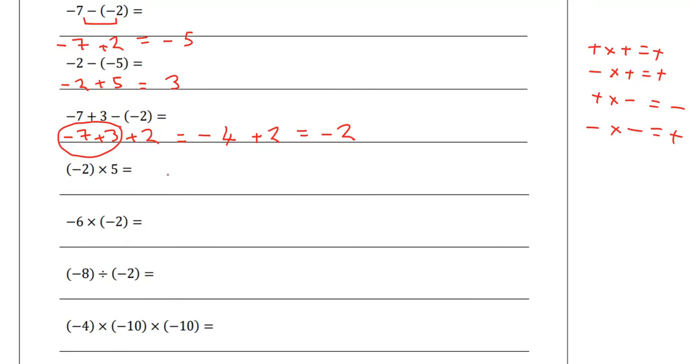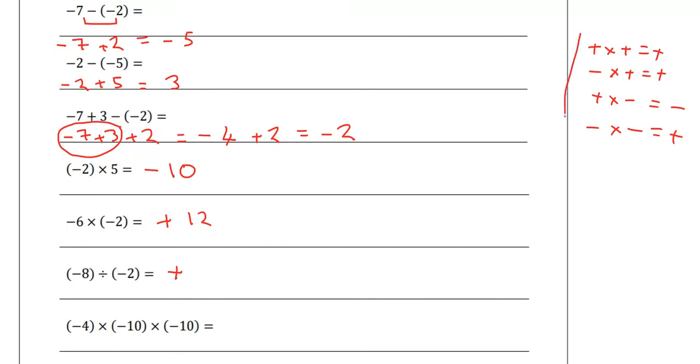Now here we just use our rules of negative numbers. We've got a negative multiplied by a positive, which is a negative, and 2 5s are 10. Here we have a negative multiplied by a negative, which gives a positive. 2 6s are 12. Now, the rules for division are exactly the same as the rules for multiplication. A negative divided by a negative is a positive.